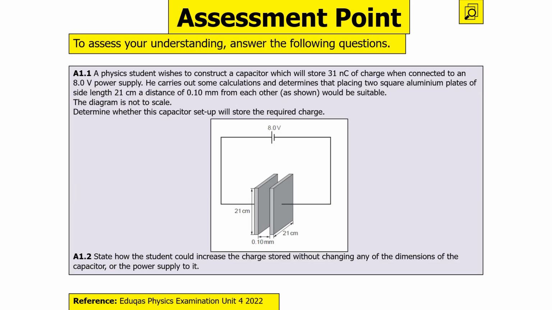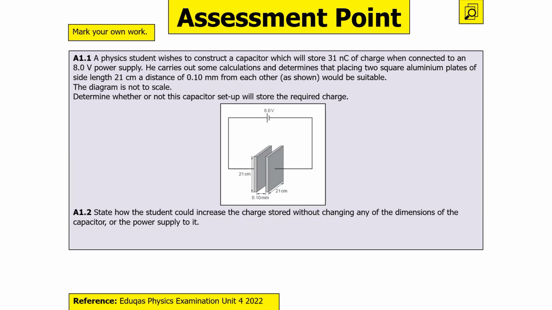The next question says, a physics student wishes to construct a capacitor that will store 31 nanocoulombs of charge when connected to an 8-volt power supply. He carries out some calculations and determines that placing 2 square aluminium plates of side length 21 centimeters at a distance of 0.10 millimeters from each other will be suitable. Determine whether this capacitor setup will store the required charge. Then state how the student could increase the charge stored without changing any of the dimensions of the capacitor or the power supply to it. So pause the video now, then unpause the video when you want to go through your answer.